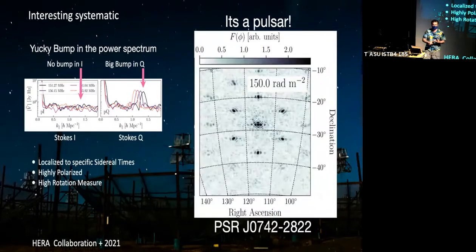Pulsars are highly polarized, and they have what's called rotation measure. Their polarized emission is coming to us through a magnetized plasma, which makes exactly that. This might not seem exciting to you. Pulsars are everywhere, and we've known about them for a long time. One of the people that discovered them just died the other day. That's how long we've known about them.